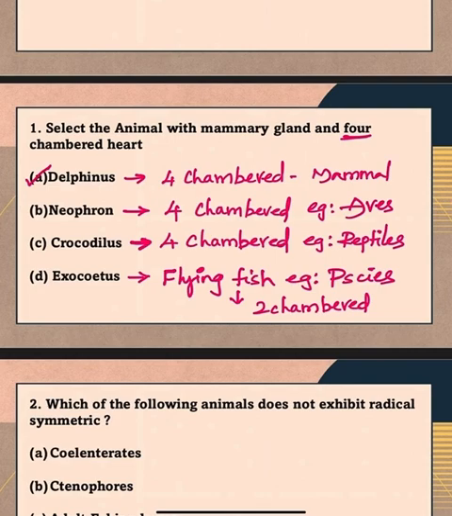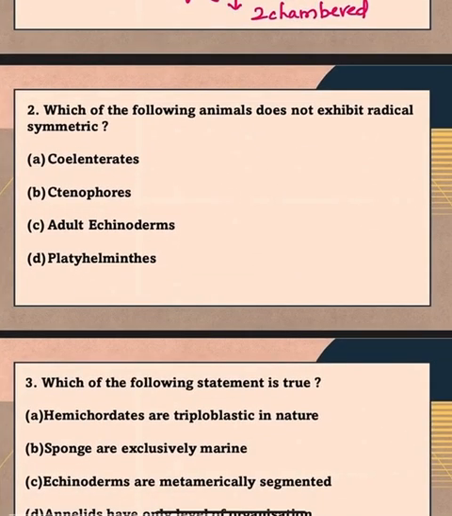Now let's go to the second question. Which of the following animals does not exhibit radial symmetry? Here the spelling is a little off, but it's radial symmetry. They mention does not exhibit. If you consider the coelenterates, that is radial symmetry. They will exhibit radial symmetry.